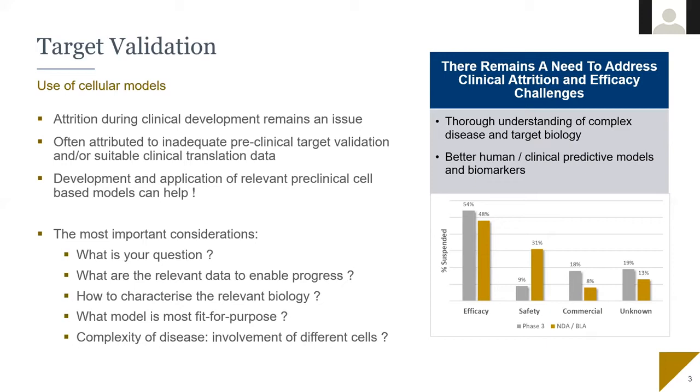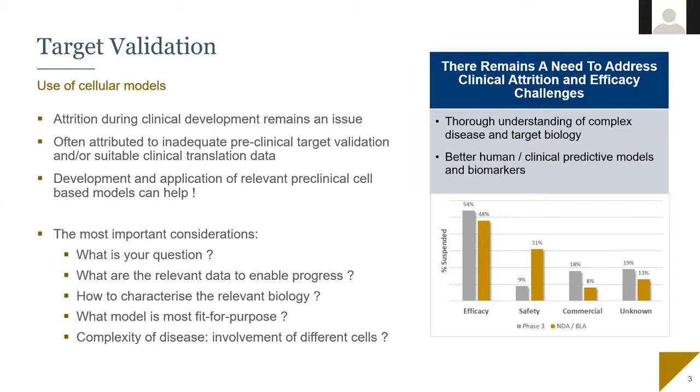So as with anything, there are lots of important considerations that you need to think about before you start. So first and foremost, what is the biological question that you are looking to address or understand? What data do you need to generate? What relevant data is going to enable you to take your program forward? How are you going to go about characterising the relevant biology in your model? What type of model is going to be most fit for purpose? How many compounds have you got? How many donors do you need? What's the impact of donor to donor variability?